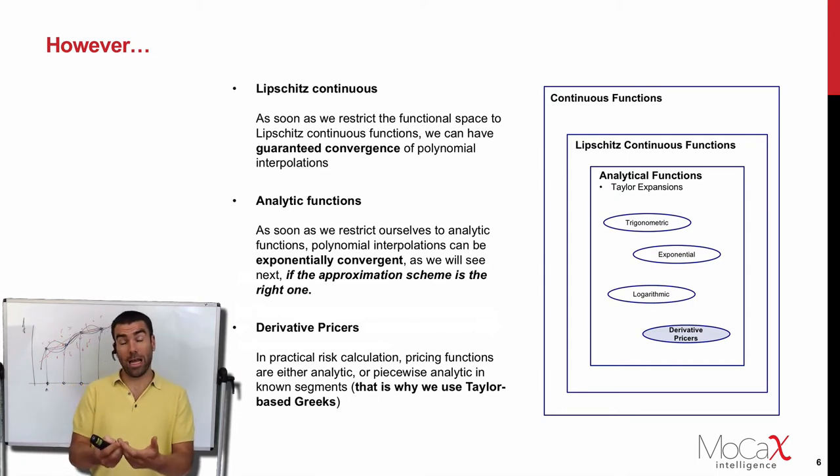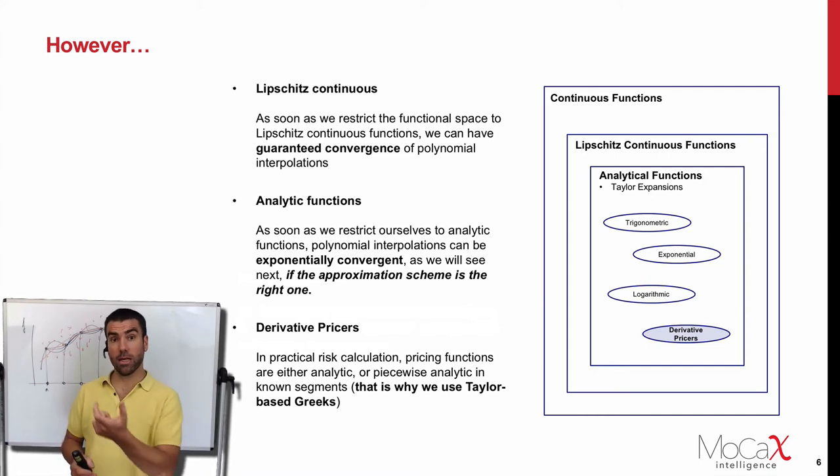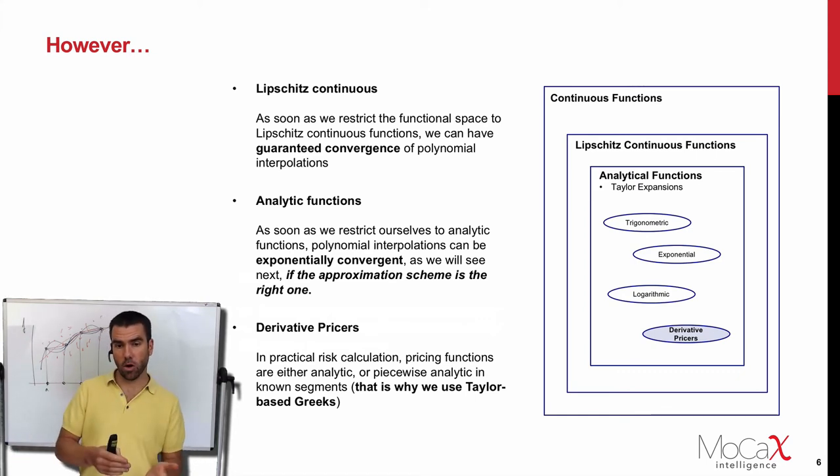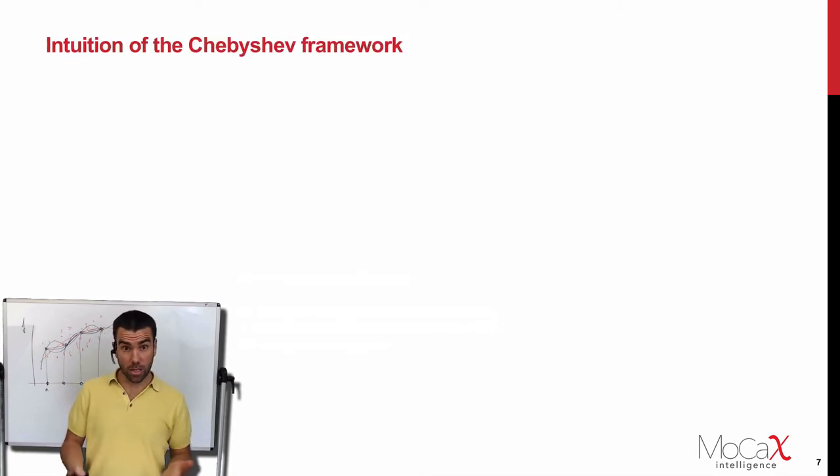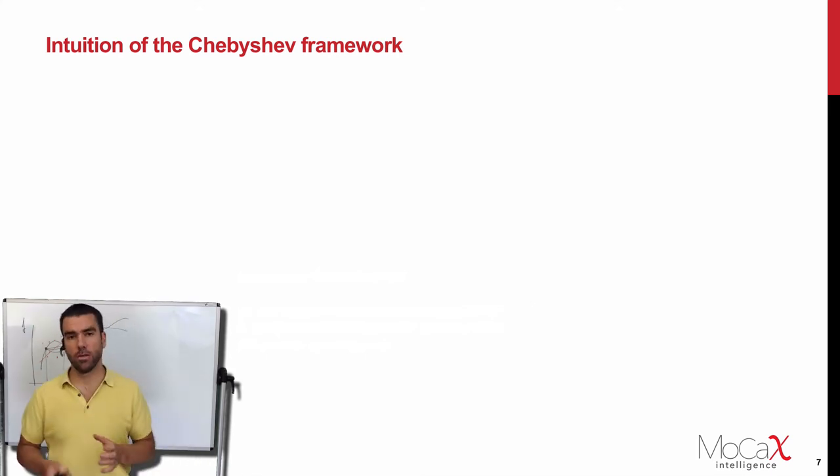So in the very, very worst case, a pricer is piecewise analytical, by blocks, right? So given that pricers are analytical, or in the worst case piecewise analytical functions, and we have a framework that we're going to see that is exponentially convergent, let's use it. And this framework is the Chebyshev framework. Let's get some intuition into how it works.